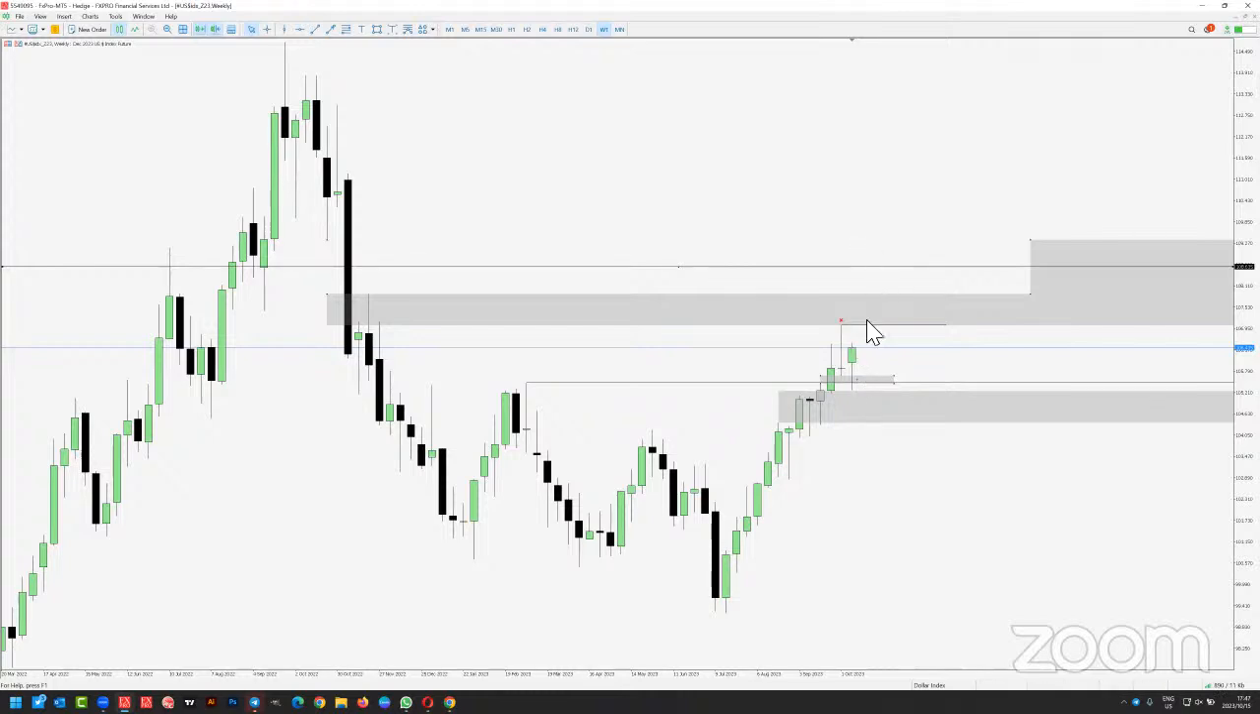I'm sure once we have the monthly fair value gap filled, then we're likely to start seeing a weaker dollar. Once we have the monthly fair value gap filled, we're likely to see the dollar trade to the downside. So with that in mind, make sure you only hunt for long positions on the dollar after a positive release.